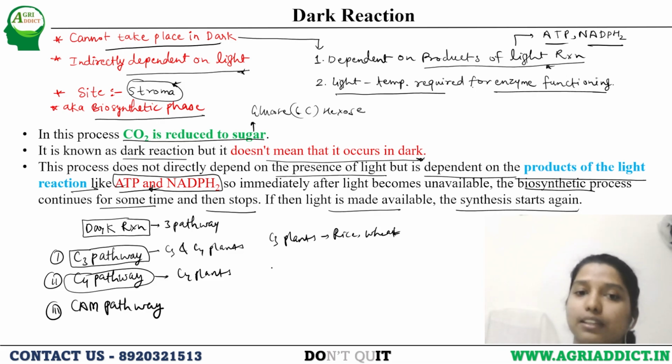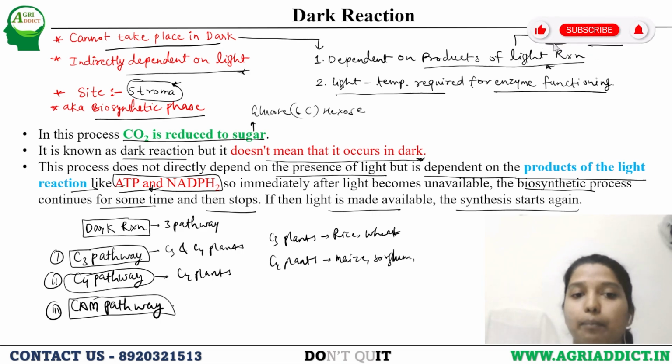Okay, so these are C3 plants. C4 plants, maize, sorghum, okay, like this. And CAM pathway. CAM pathway takes place in CAM plants, crassulacean acid metabolism plants.